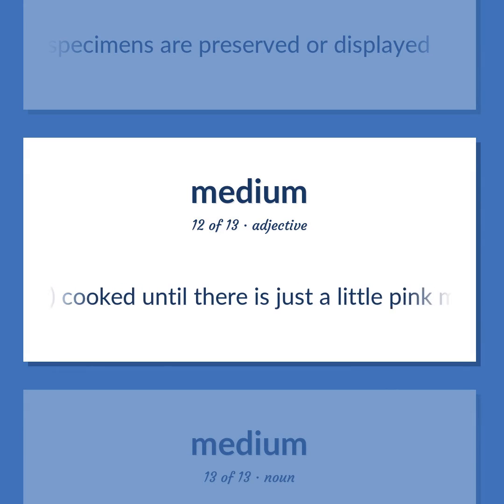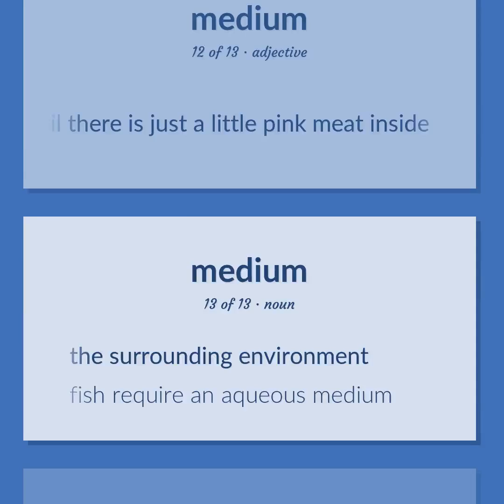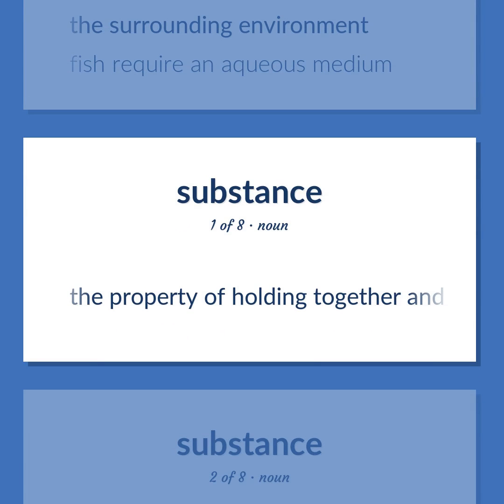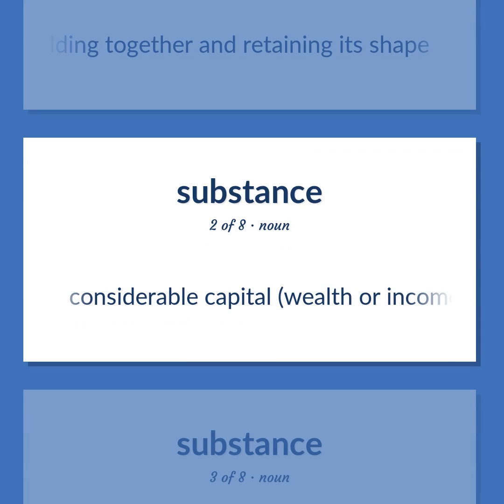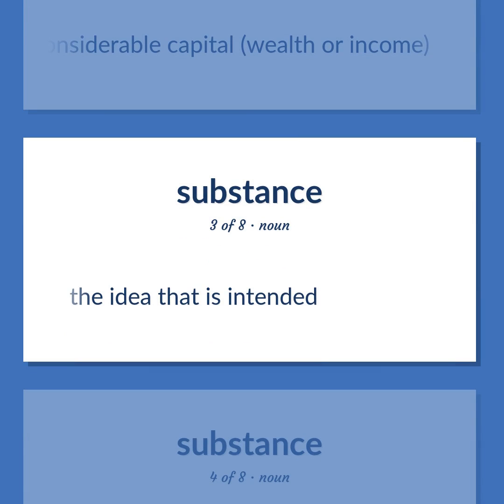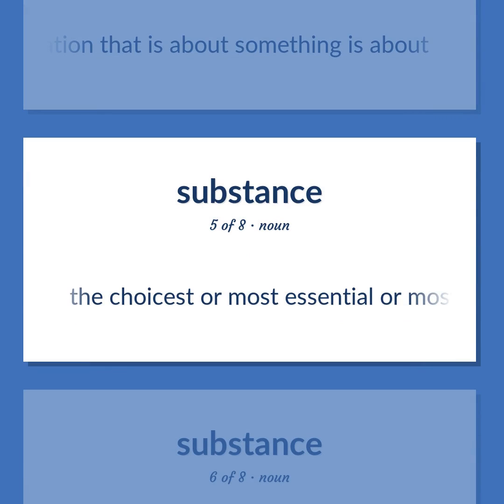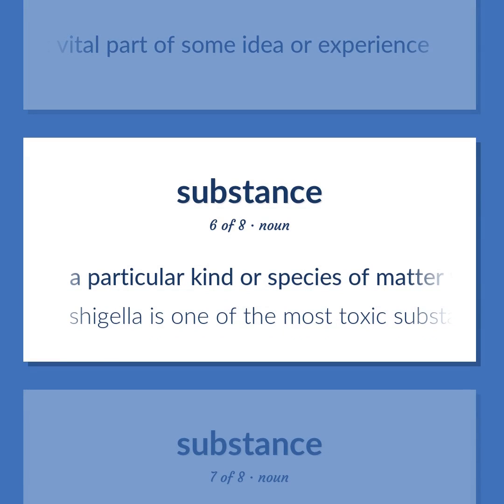Meat, cooked until there is just a little pink meat inside. The surrounding environment. Fish require an aqueous medium. The property of holding together and retaining its shape. Considerable capital, wealth or income. The idea that is intended. What a communication that is about something is about. The choicest or most essential or most vital part of some idea or experience. A particular kind or species of matter with uniform properties.